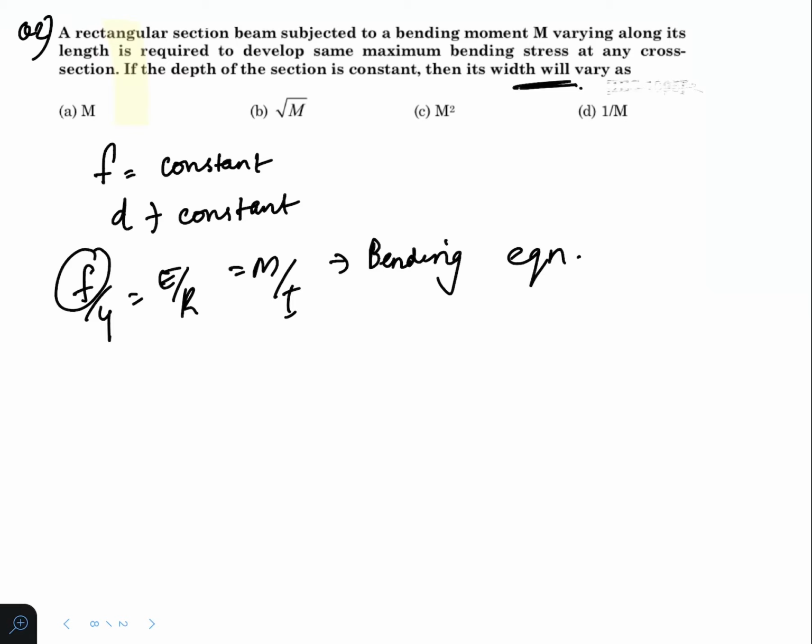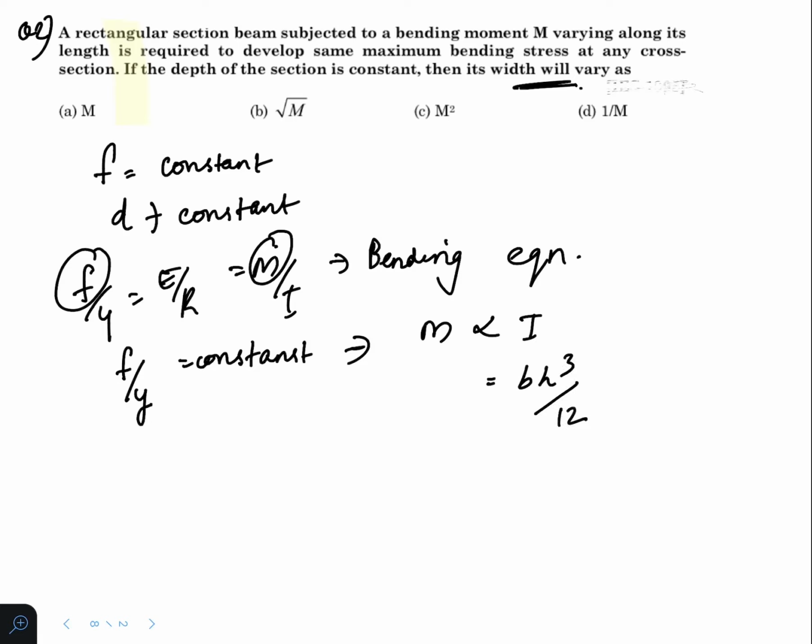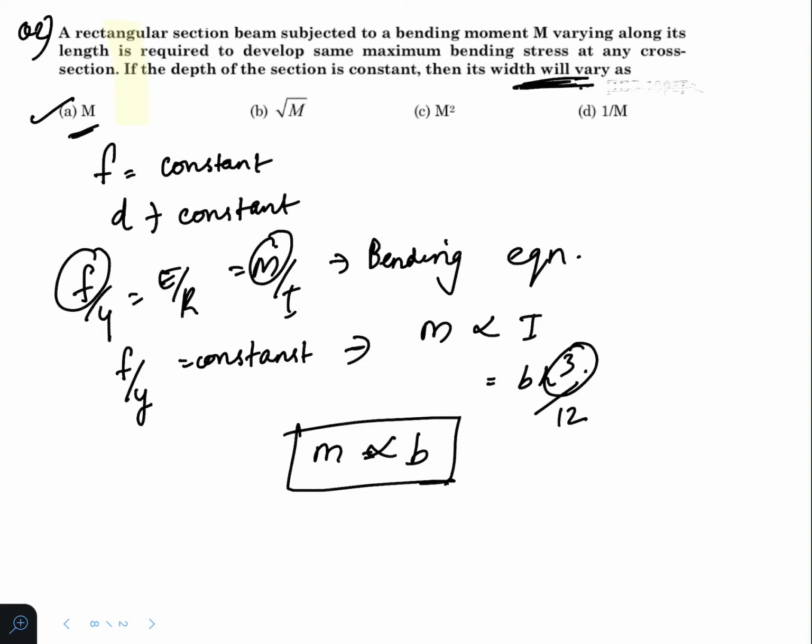So the moment is varying. F by Y is a constant now because the depth is a constant and the bending stress is also a constant. So we will have M varying as proportional to I. So I is B into depth cube by 12. So depth is also a constant. It means that M is proportional to B. So width will vary as M. A is the correct option.